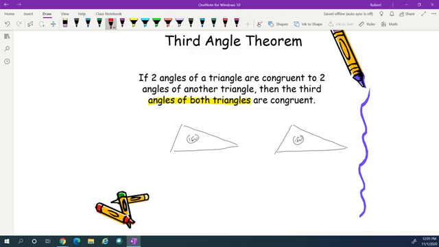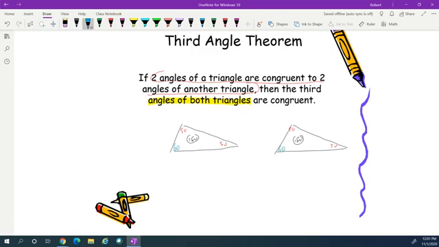So if we said, okay, well, this is 90 and this one's 30, and 90 and 30. So if two angles of a triangle are congruent to two angles of another triangle, 90 and 30 from triangle 1 are congruent to 90 and 30 from triangle 2. Well, then it really should make sense that the third angles have to be congruent. It's the only way to get to 180 in both cases. Our missing angle in both questions is 60 in both triangles.